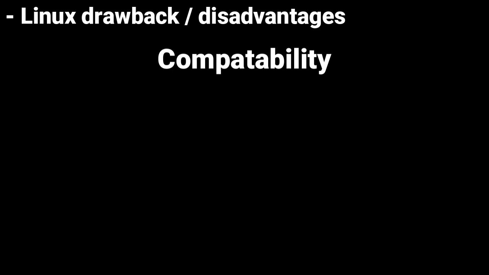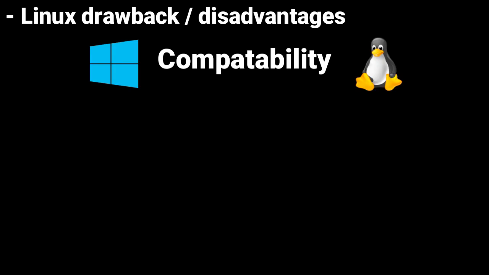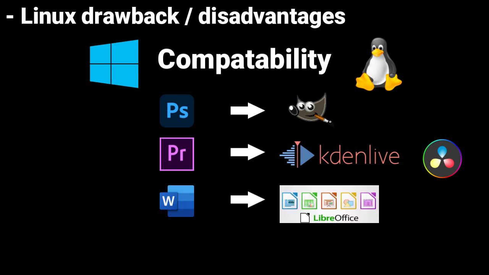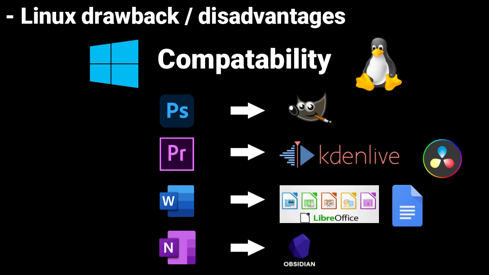Linux has an environment that thrives on free open source projects. Almost all the programs you can imagine have a free open source alternative on Linux that you can download and use. For example, if you want to use Photoshop, you can download GIMP instead. Adobe Premiere, Kdenlive or DaVinci Resolve. Word, you can use LibreOffice or Google Docs. OneNote, you can use Obsidian as an alternative.